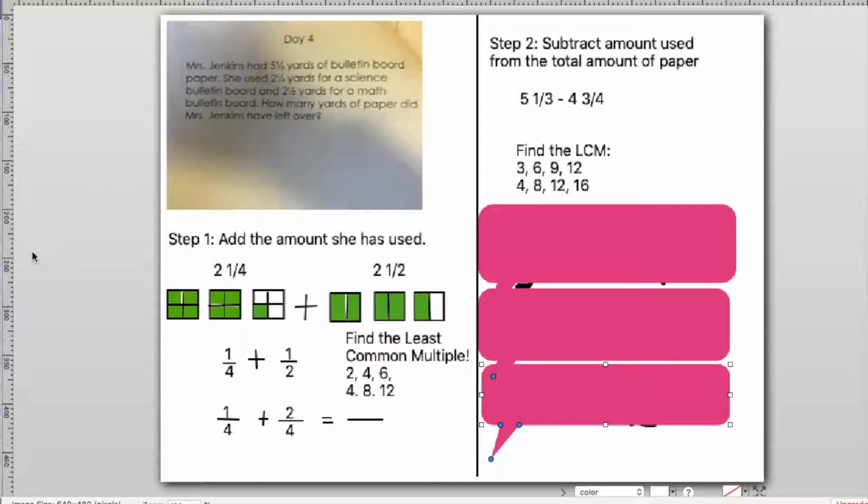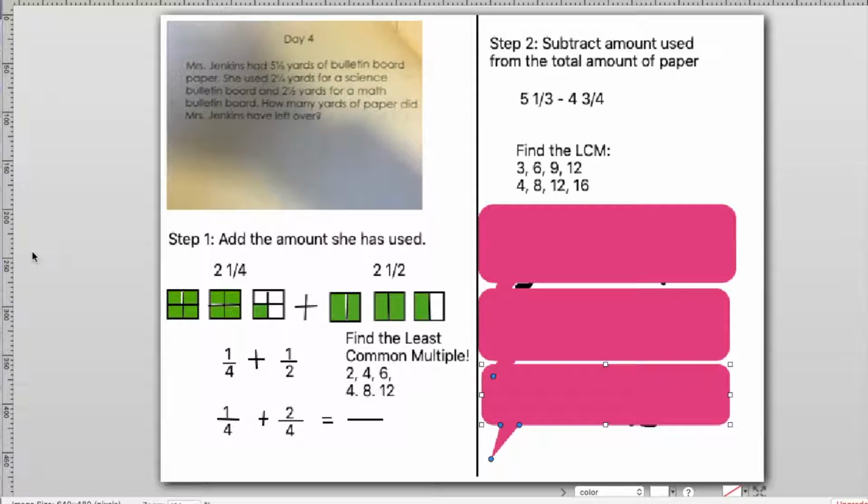Day 4. Mrs. Jenkins had 5 1/3 yards of bulletin board paper. She used 2 1/4 yards for a science bulletin board and 2 1/2 yards for a math bulletin board. How many yards of paper did Mrs. Jenkins have left over?